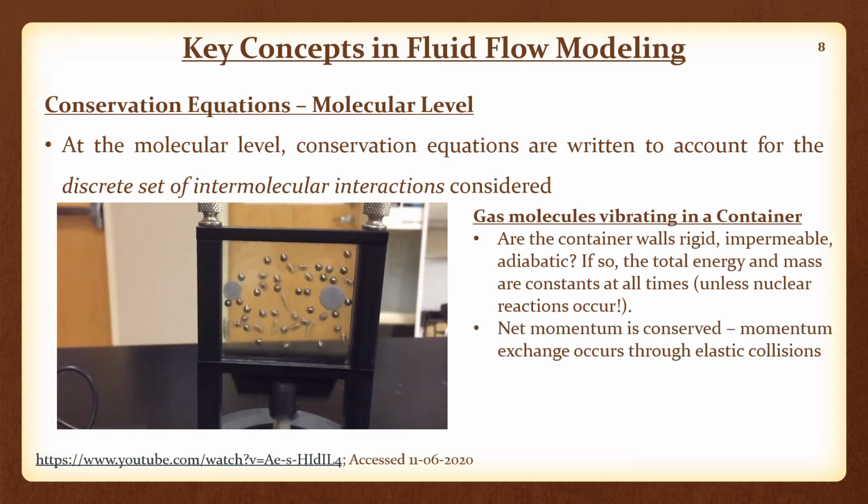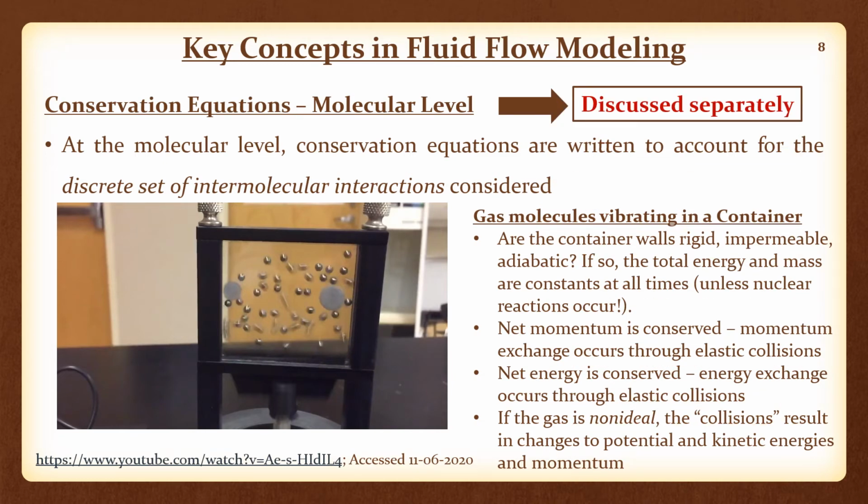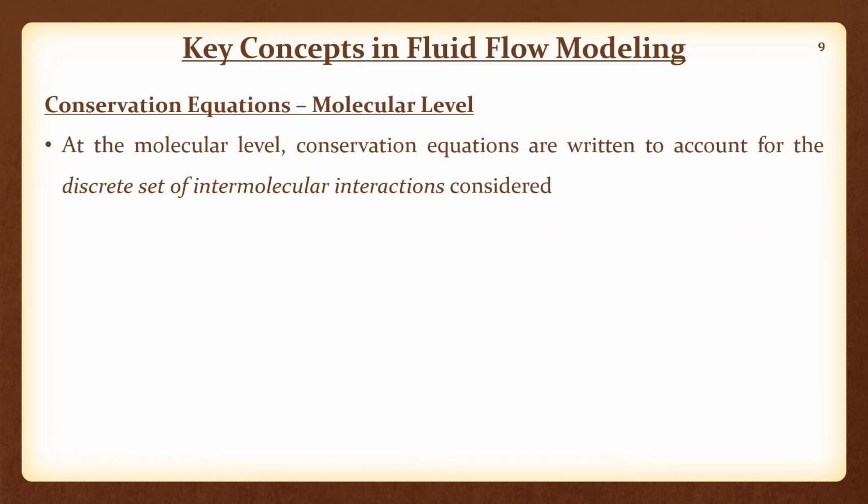Net momentum is conserved. Momentum exchange occurs through elastic collisions in this particular simple ideal gas kind of a system, and net energy is conserved. Energy exchange also occurs through elastic collisions. And if the gas is non-ideal, as I was mentioning, the collisions result in changes to both potential and kinetic energies and the momentum. And this will be discussed separately. At the molecular level, again, as I mentioned, conservation equations are written to account for the discrete set of intermolecular interactions concerned.